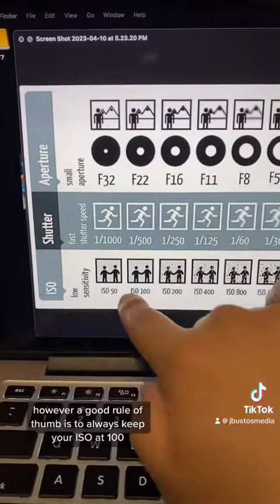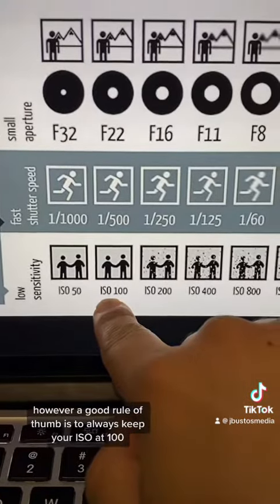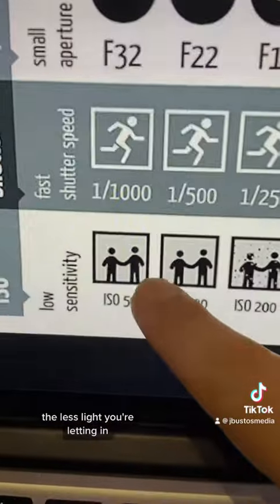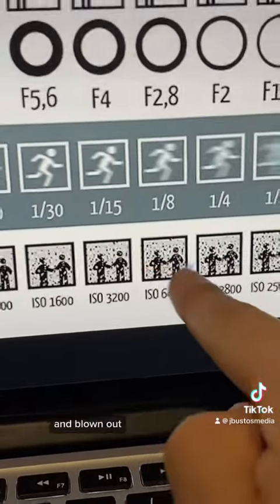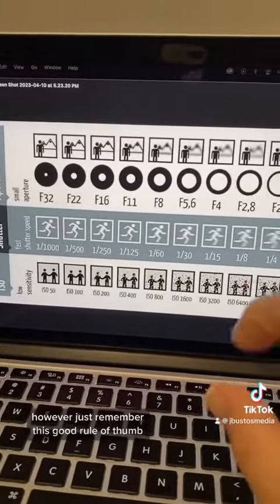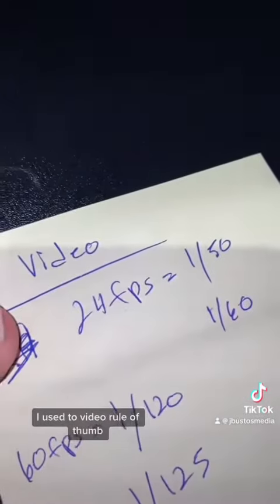However, a good rule of thumb is to always keep your ISO at 100. The smaller the ISO, the less light you're letting in. The higher the ISO number, well, it becomes grainy and blown out. However, just remember this good rule of thumb. I use the video rule of thumb.